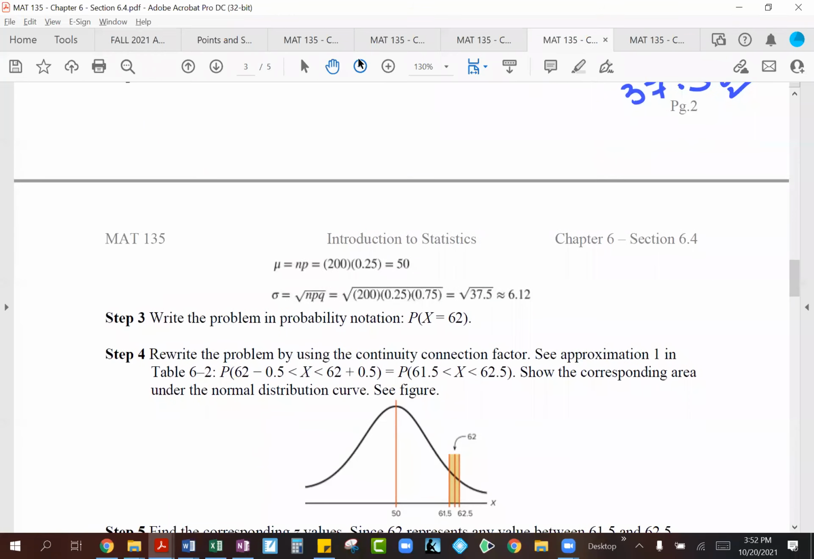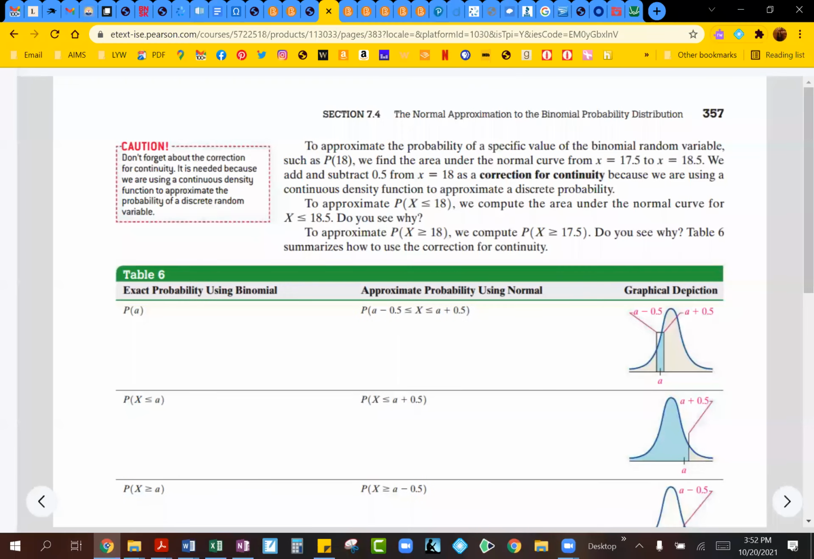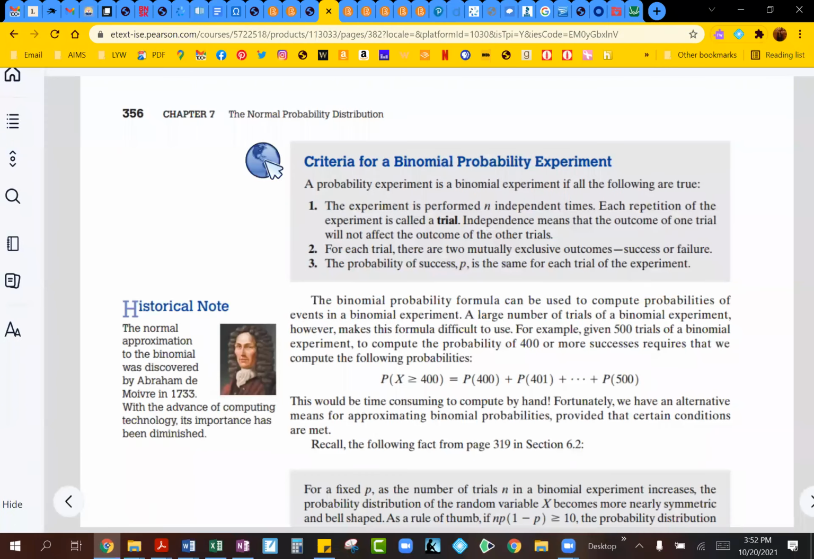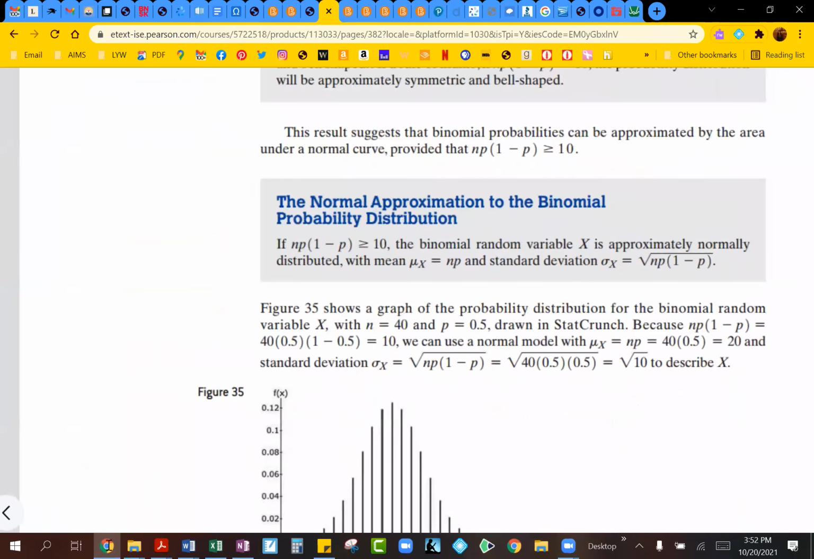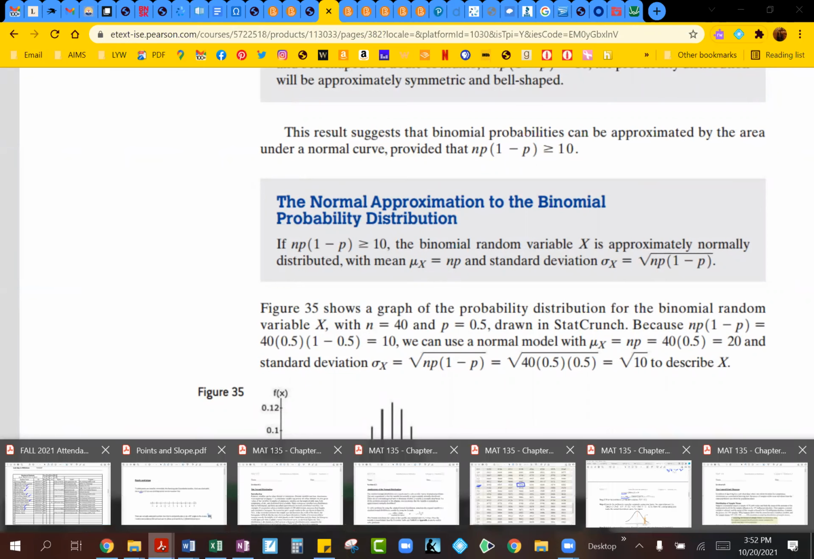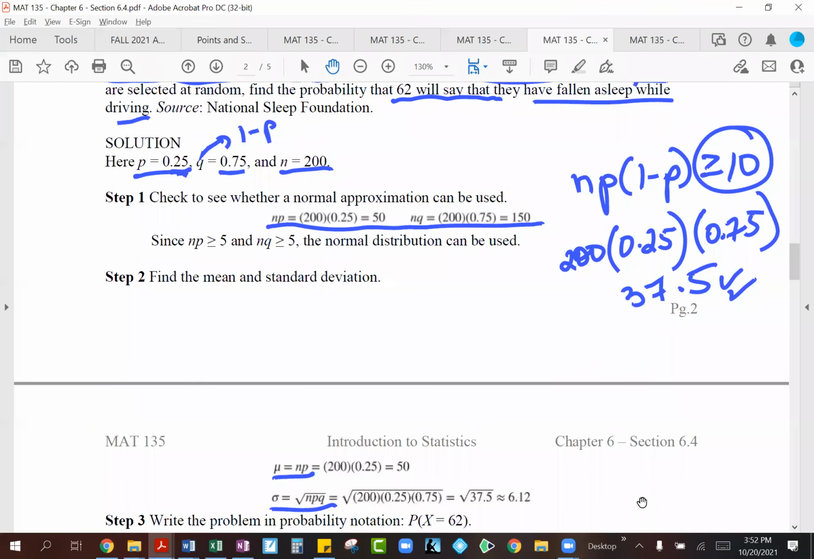Then they are asking you to find the mean and the standard deviation, which, just to show you in context of your textbook, is n times p, and the standard deviation is the square root of n times p times 1 minus p. So if we had to find the mean, that's n times p, the same thing we do over here. 200 times 0.25, which comes out to be 50.